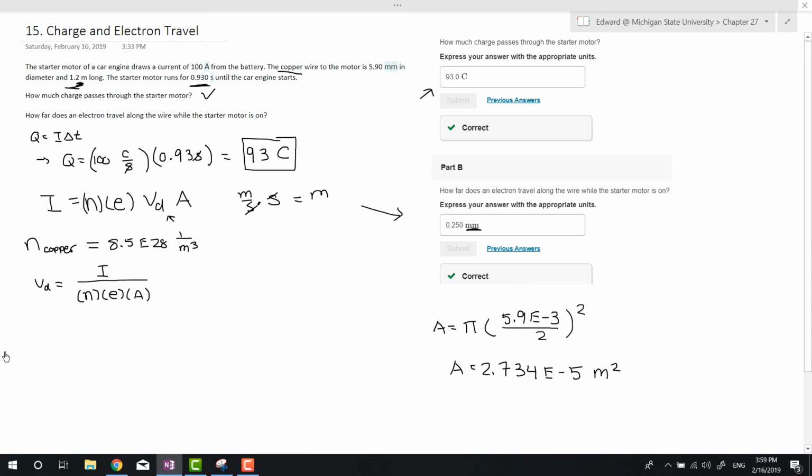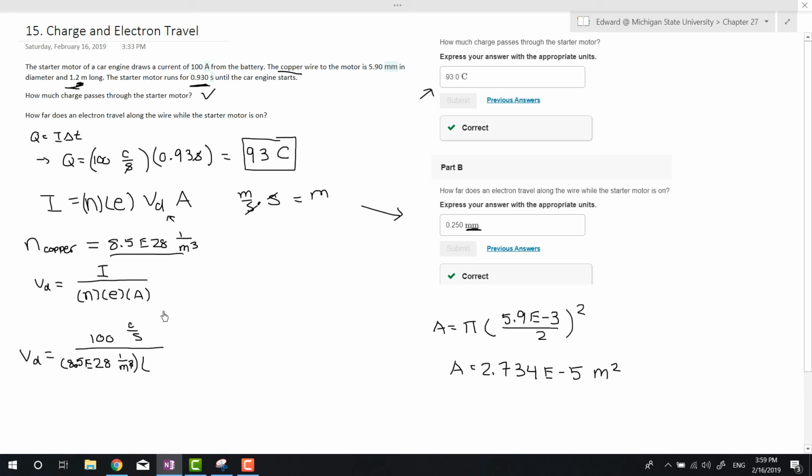Now we can plug everything in because we have everything. I was 100 amps, that's the current. Remember, 1 amp is 1 coulomb per second, because we know the result is going to be meters per second. Let's make sure units cancel out properly. The electron density is from the book, 8.5 e28, 1 over meters cubed.